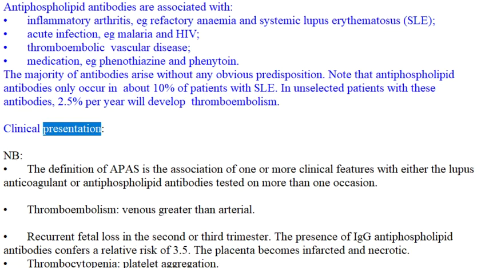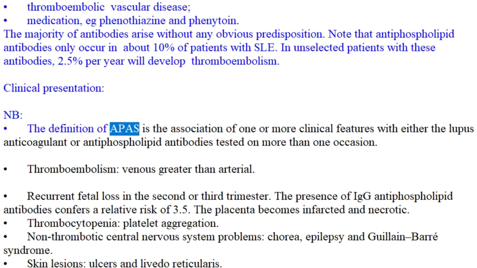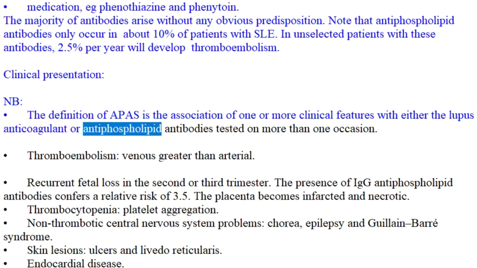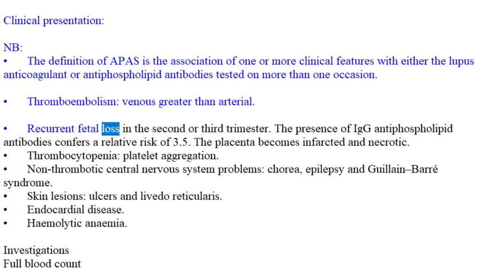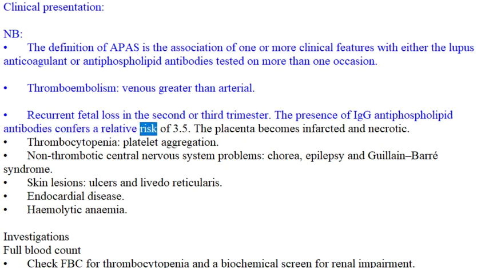Clinical presentation. NB. The definition of APAS is the association of one or more clinical features with either the lupus anticoagulant or antiphospholipid antibodies tested on more than one occasion. Thromboembolism, venous greater than arterial. Recurrent fetal loss in the second or third trimester. The presence of IgG antiphospholipid antibodies confers a relative risk of 3.5. The placenta becomes infarcted and necrotic.